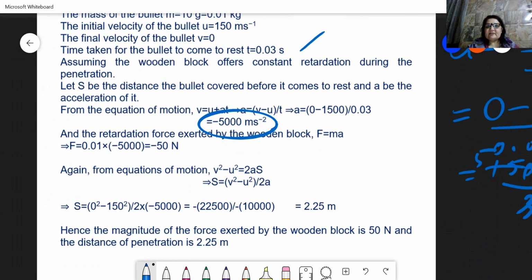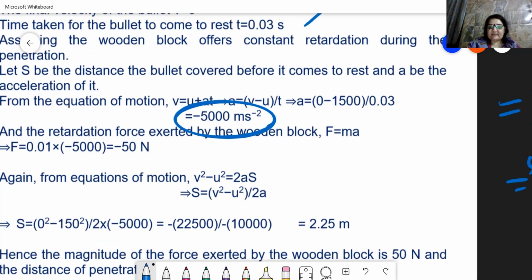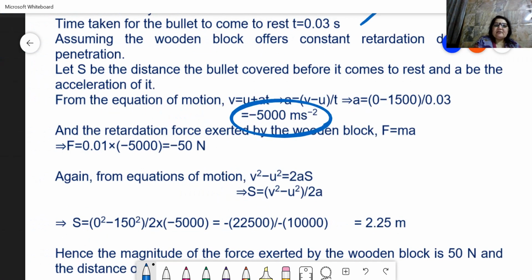Once you get the value of a, you can put it in F is equal to ma, and you will find the force. Force is equal to m into a. You can see how we multiply and get minus 50 Newton. It's negative here, so it is a retarding force. That's the reason behind this negative sign.